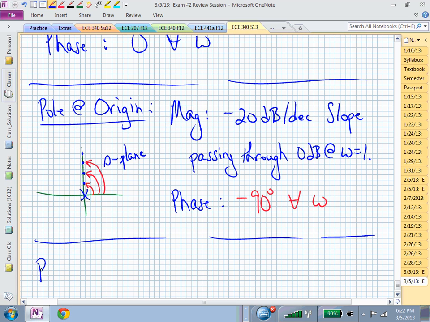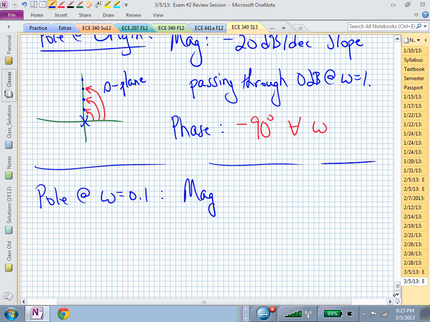The next thing I would probably do is say, oh, I have a pole at 0.1. What's the magnitude of this guy? I would say it's 0 dB until I reach the break, right? So if I'm just drawing this factor, I'm 0 dB until the break, and the break happens right at the break frequency of 0.1 radian per second.